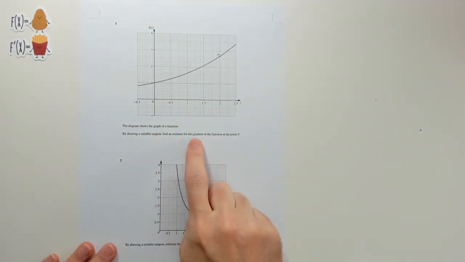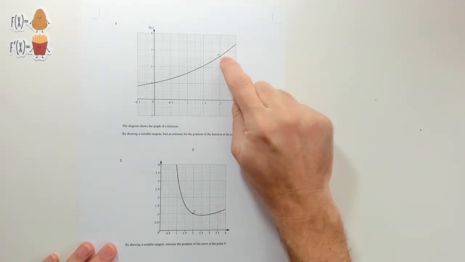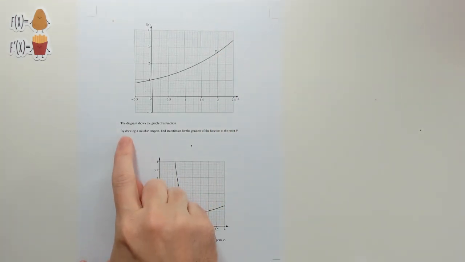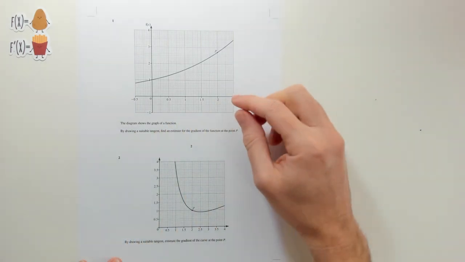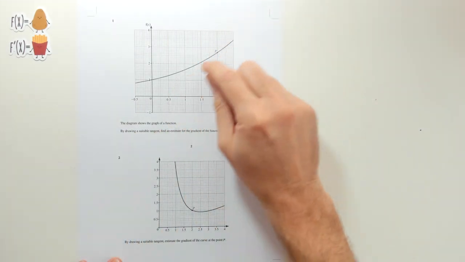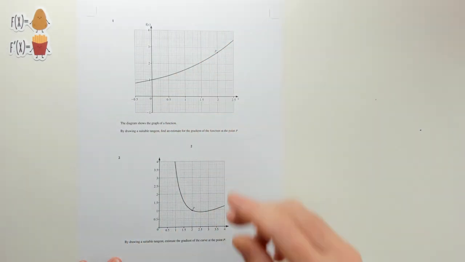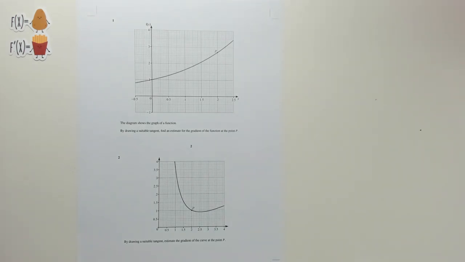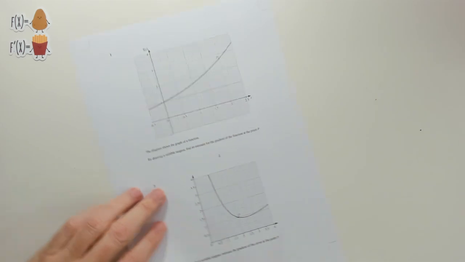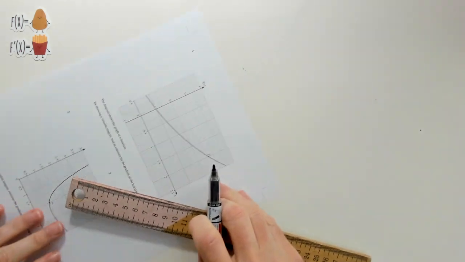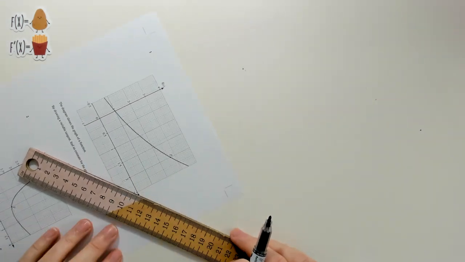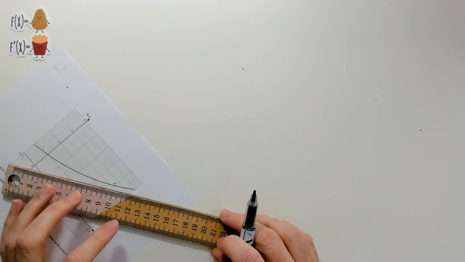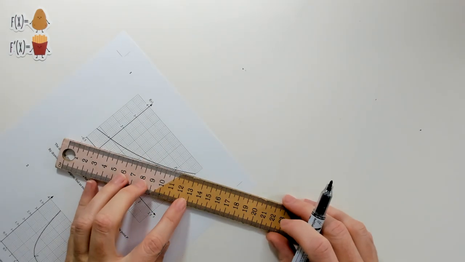And they say to estimate the gradient graphically, by drawing a suitable tangent. So by drawing a tangent, we can make a line, and it's easy to work out the gradient of a line. So let me see if I can do that. It's not going to be great because I'm going to use a marker, but this is something that you should be able to do.